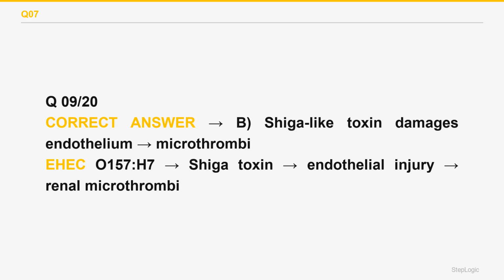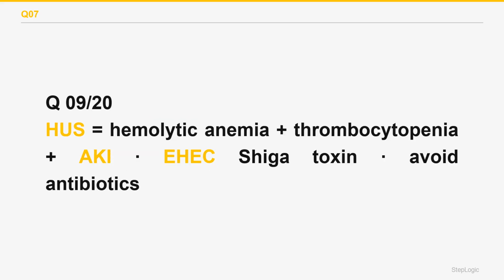The triad of HUS is microangiopathic hemolytic anemia, thrombocytopenia, and acute kidney injury, classically following bloody diarrhea in a child. Critically, do not give antibiotics in EHEC infection. They can increase toxin release and worsen HUS. Management is supportive. The endothelial damage mechanism distinguishes HUS from immune or invasive renal injury.